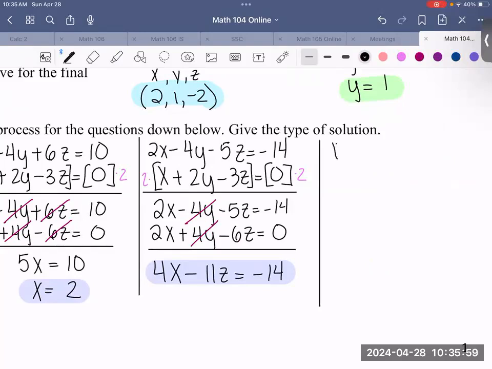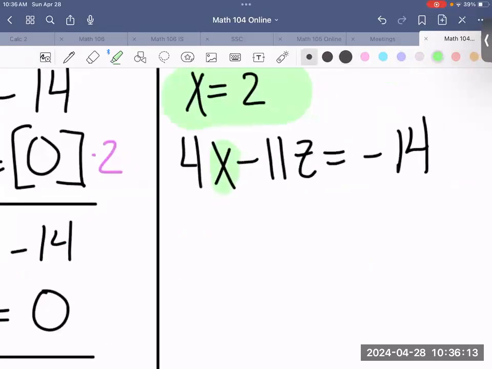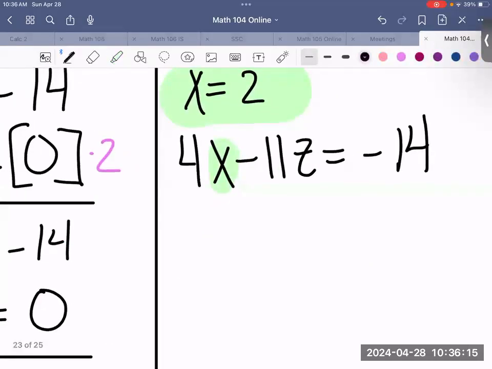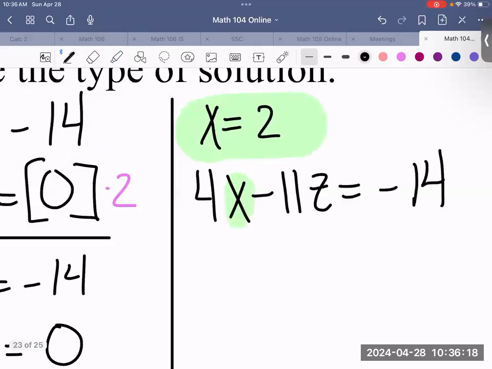By bringing them together, we have x is equal to 2, 4x minus 11z is equal to negative 14, and we already have this x as your solution, so we can go ahead and plug it right in. We do not need to do chapter 2.3. Instead, we just plug and go.